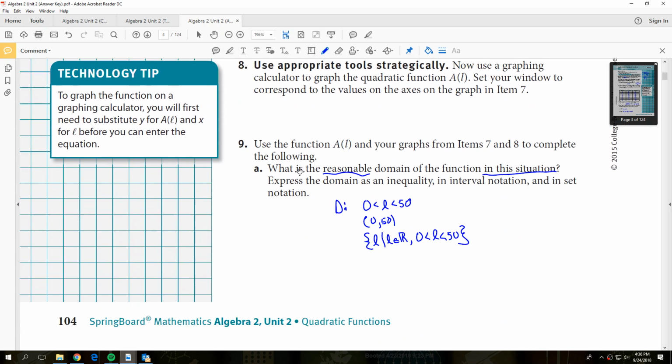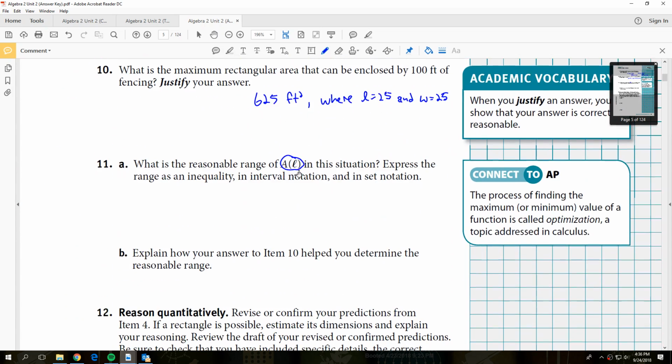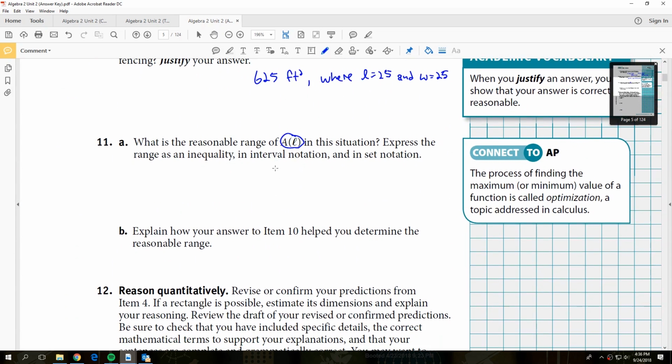So going back down here, what is the reasonable range of A of L in this situation? It could go from 0 up to, but not including, we'll just say A for area, but not including 0.